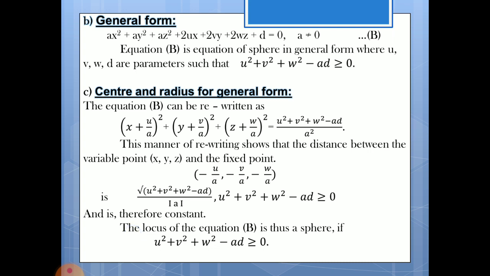Here u² + v² + w² − ad is greater than 0. Therefore, the locus of equation B is a sphere if u² + v² + w² − ad is greater than or equal to 0. Now here the center is (−u/a, −v/a, −w/a), and the radius is the square root of u² + v² + w² − ad, upon mod of a.